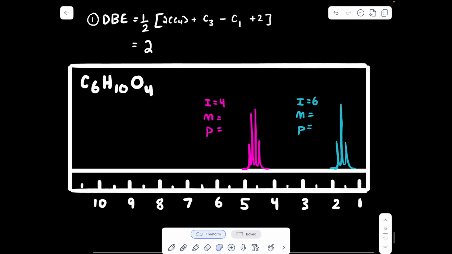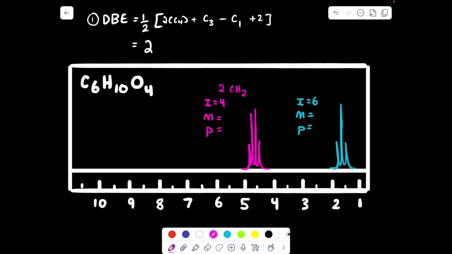Going back to our question, an integration of 4, well, I either have 4 CH groups or I have 2 CH2 groups, which is way more likely. So for now, I'm going to say I think this is 2 CH2 groups. If I'm wrong, I would go back and revise. But it's probably going to be 2 CH2 groups.